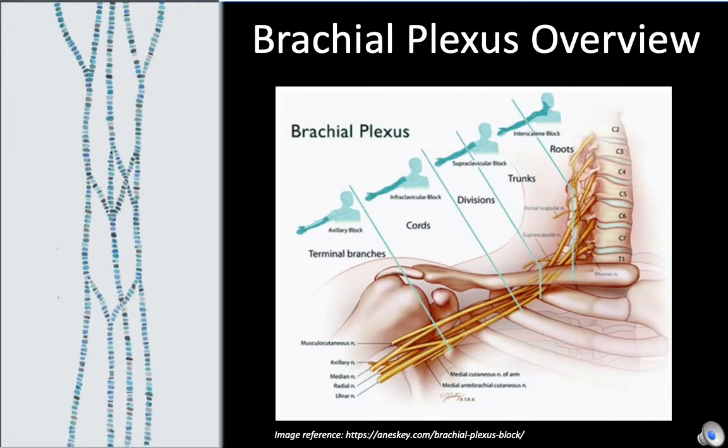The nerve blocks of the upper extremity differ in their targets along the brachial plexus, with the interscalene nerve block as the most proximal and the axillary block as the most distal target. As you can see in the picture above, the coverage of the block decreases as the target moves more distal. Next, we will review the anatomy of the brachial plexus from proximal to distal, beginning with the nerve roots.